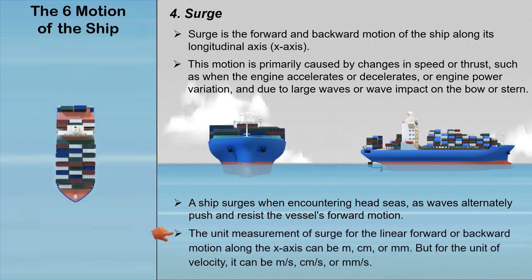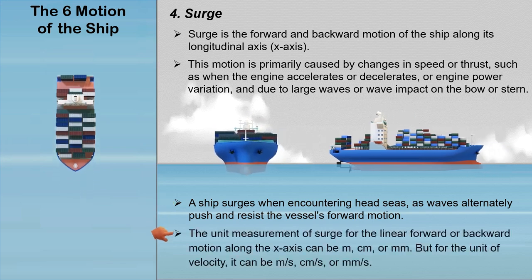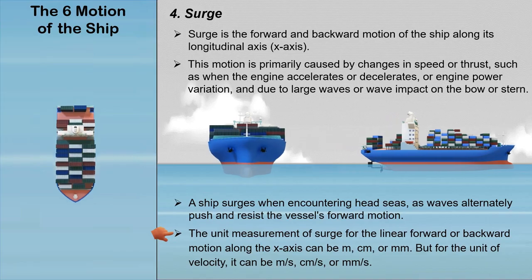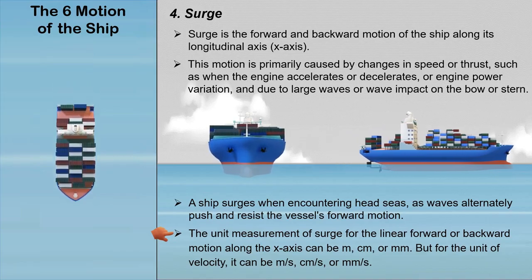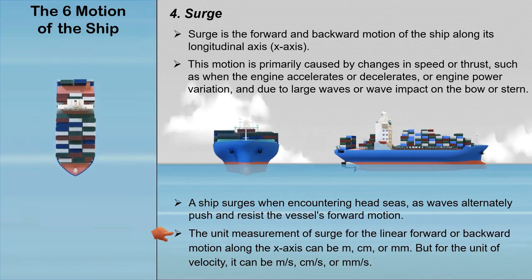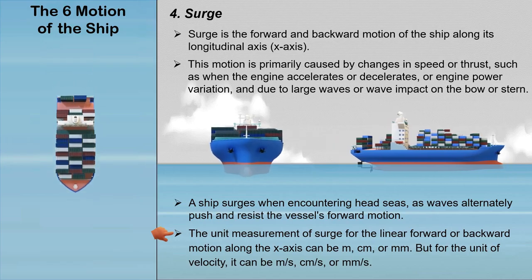The unit measurement of surge for the linear forward or backward motion along the x-axis can be meter, centimeter, or millimeter. But for the unit of velocity, it can be meter per second, centimeter per second, or millimeter per second.